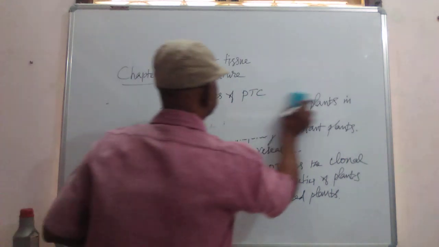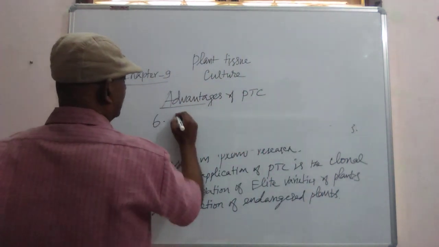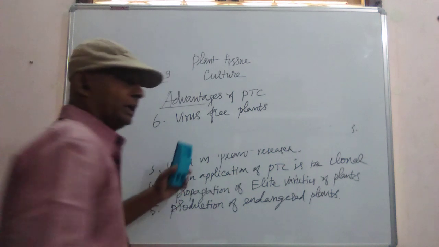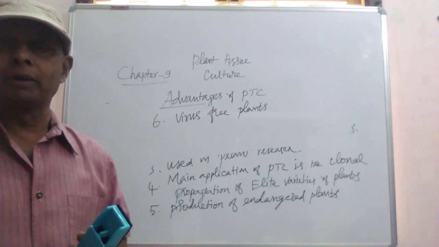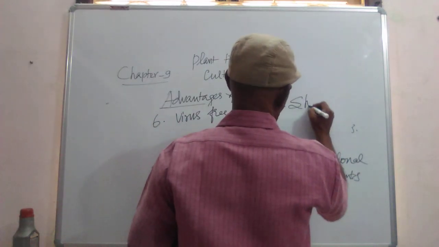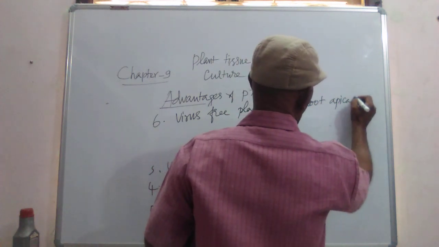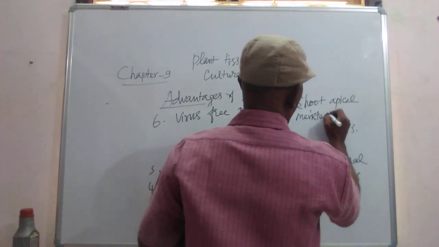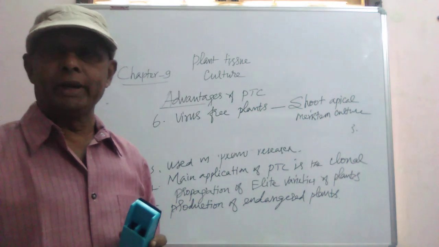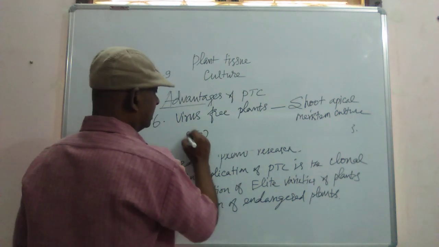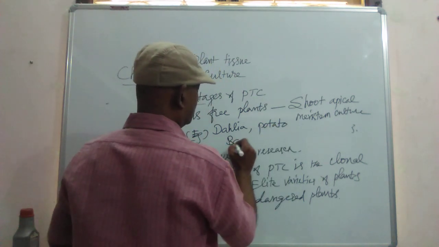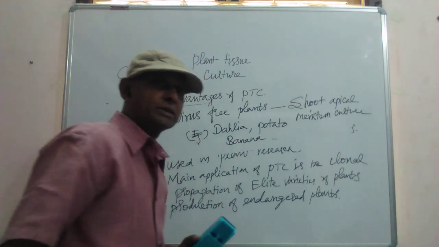The sixth one is virus-free plants. Virus-free plants are produced more in number only by this method. Shoot apical meristem is the one method. By means of shoot apical meristem culture, we can produce virus-free plants. For example, in the case of dahlia and potato and banana, virus-free plants are produced.